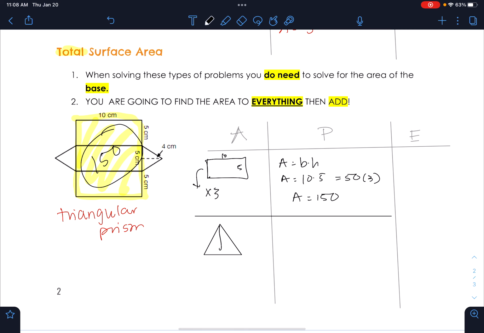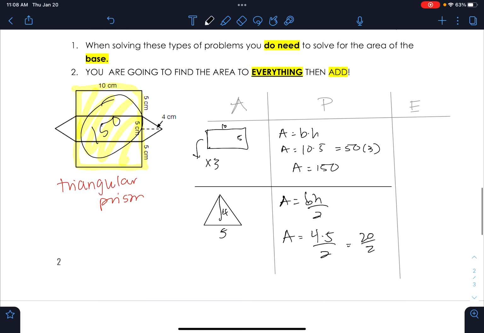Now, the last thing we need to solve for is the area of the triangle. We know that the height of the triangle is 4 and the base is 5. Substitute them into the formula, base times height divided by 2, and you have 4 times 5 divided by 2, which equals 20 divided by 2. Area of one of the triangles is 10. So this is 10, this is 10, and there's 2 of these, so I need to multiply this times 2. That area equals 20.